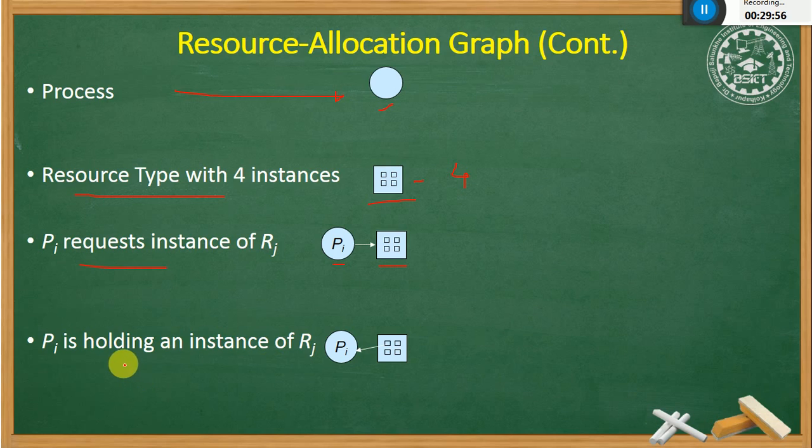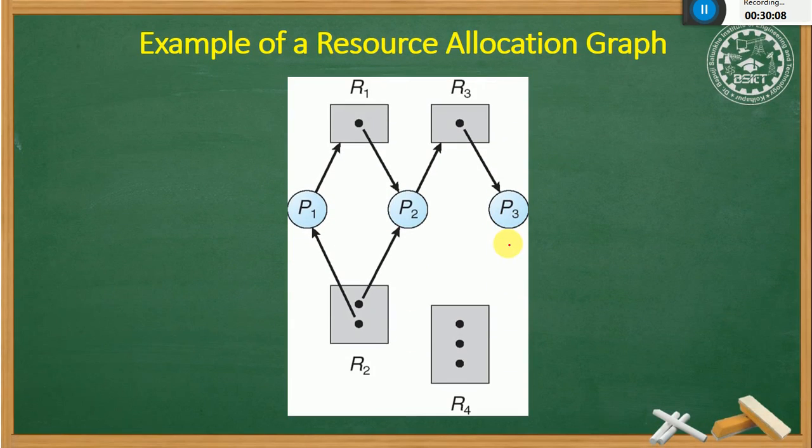Holding, or assignment, or allocation, goes from resource to process, R to P. Okay, so these are the notations of the resource allocation graph. Now we can take one example of a resource allocation graph.